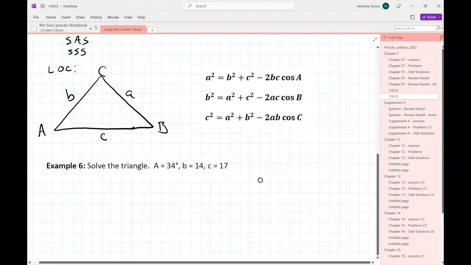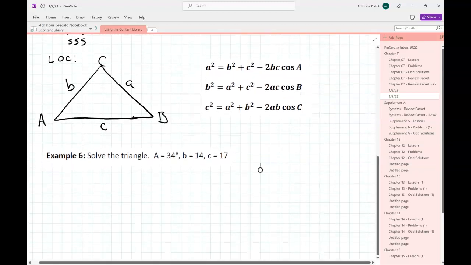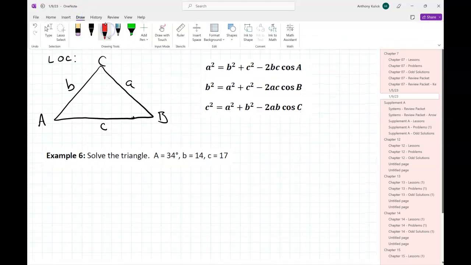Okay. So let's do an example here. So solve the triangle.